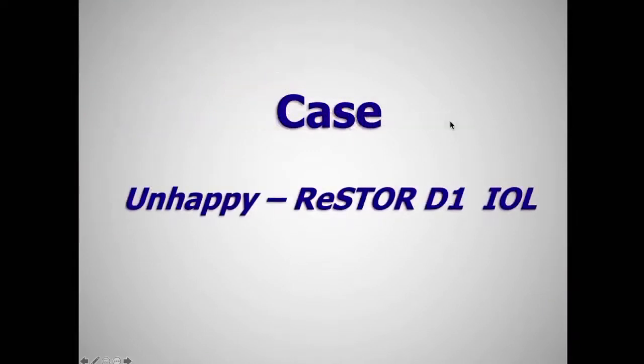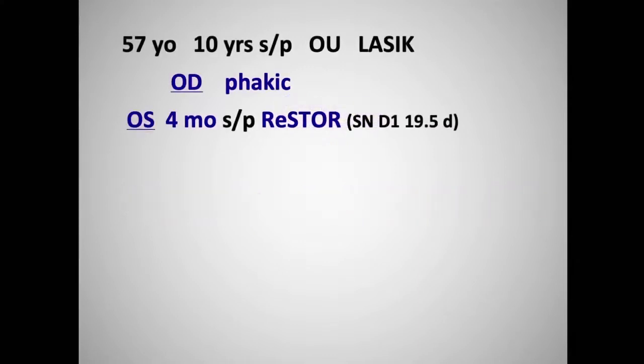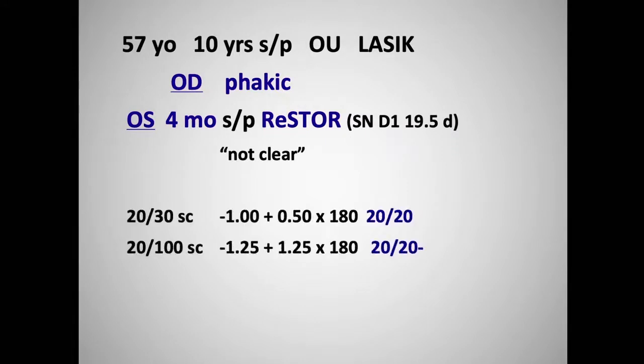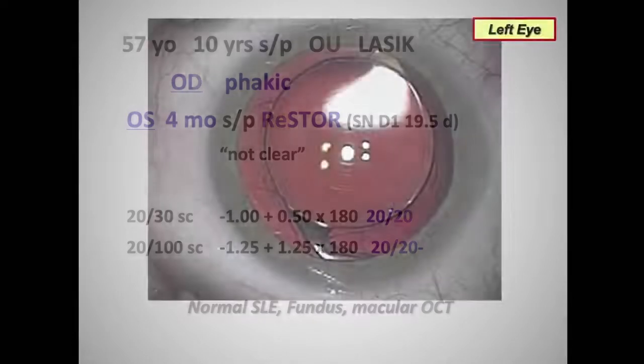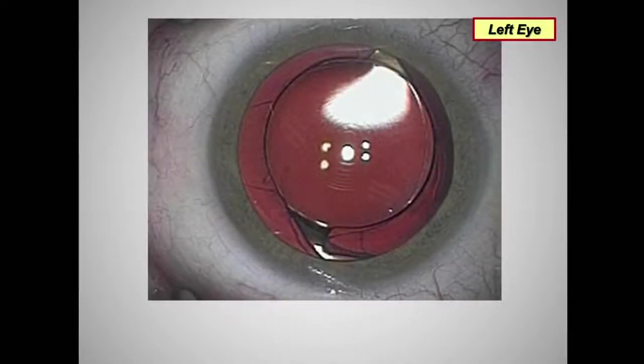I'm going to end with this one because we see unhappy multifocal patients. This woman had LASIK. She then had just in one eye a Restor. It's an older case. The vision wasn't clear, and no wonder, she's got residual astigmatism. And so it was recommended that she have a PRK touch-up. Everything else was normal. She didn't feel comfortable with that, so she's trying to get a second opinion.